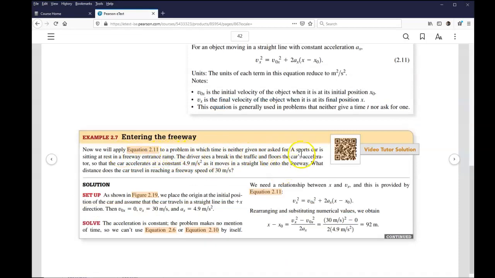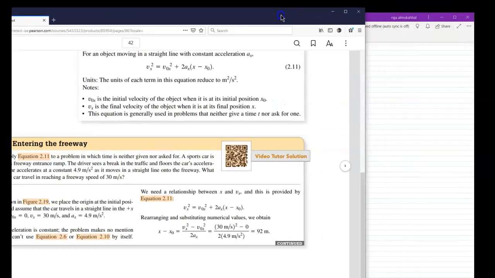Okay, so he said a sports car is sitting at rest in a freeway entrance ramp. The driver sees a break in the traffic and floors the car's acceleration so that the car accelerates at a constant 4.9 meters per second squared. So this is the acceleration, 4.9. We need to write it down. And as it moves in a straight line onto the freeway, what distance does the car travel in reaching a freeway speed of 30 meters per second? Okay? So how do we do this problem?